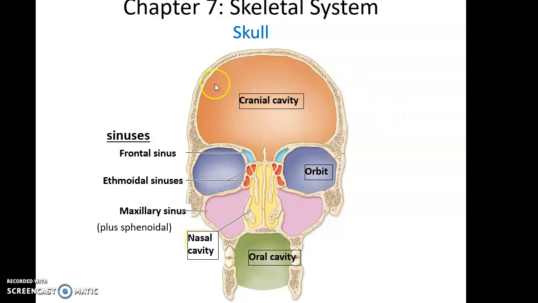It has the cranial cavity where we find the brain. It has the oral cavity, opening for the digestive system, the nasal cavity, the opening for the respiratory system. And also coming off of the nasal cavity are the spaces within bones referred to as sinuses. Frontal sinuses in the frontal bone, ethmoid sinuses in the ethmoid bone, maxillary sinuses in the maxillary bone, and sphenoidal sinuses in the sphenoid bone.